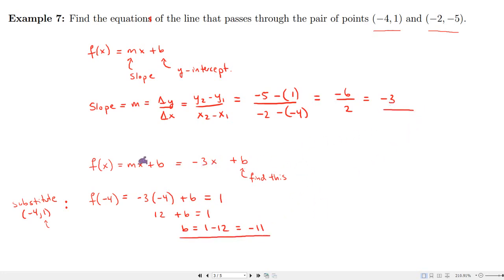So then just substituting that in here. So f of x is equal to mx plus b, which is -3x minus 11.